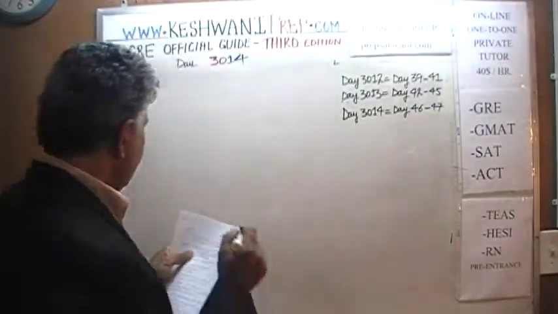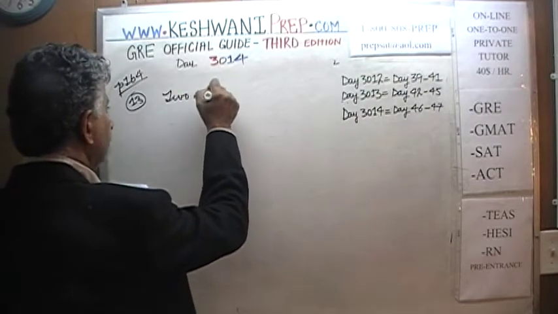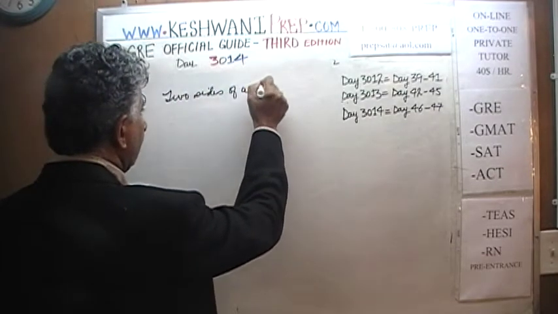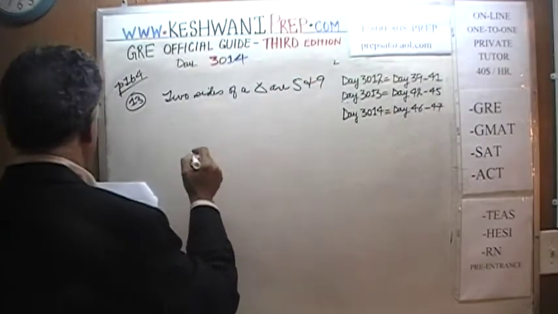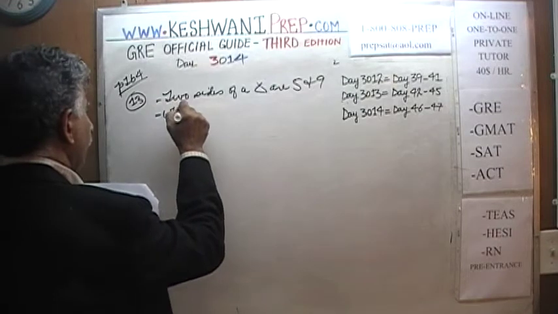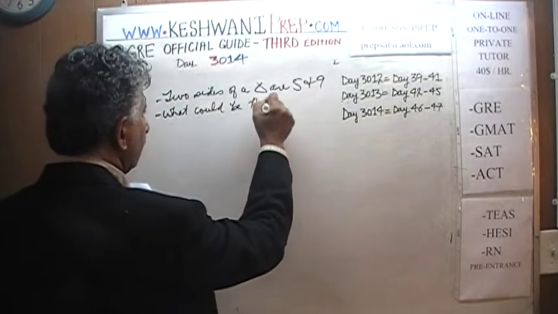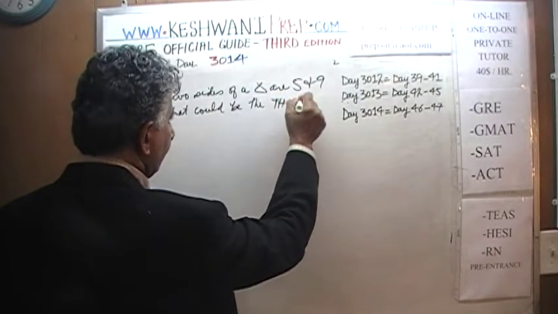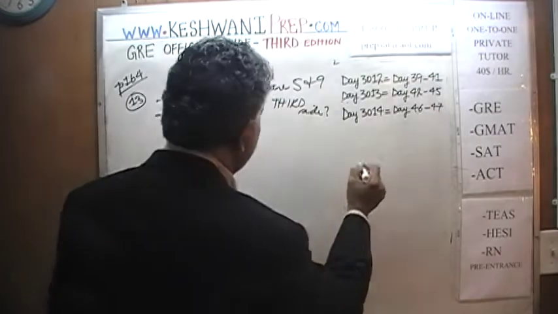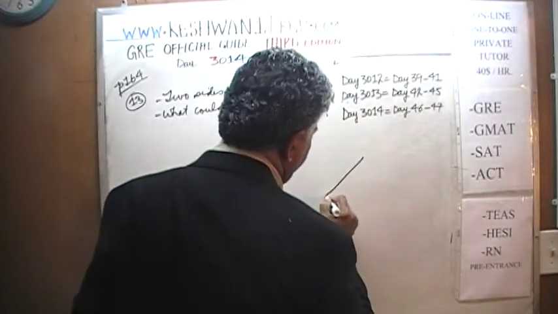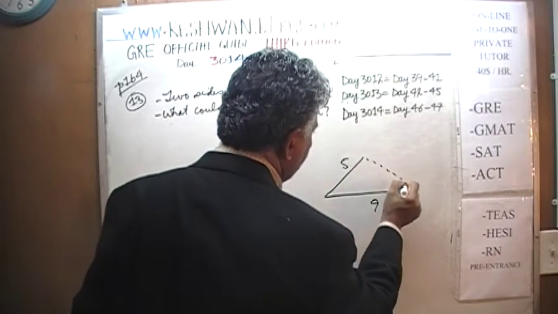So we have two sides of a triangle, we are told. Two sides of a triangle are 5 and 9. The question simply is, what could be the third side? That's all they're asking. What could be the third side? So we have a triangle here. We're told that the two sides are 5 and 9. Let's pretend this is 9, and let's pretend this is 5. What could be the third side?